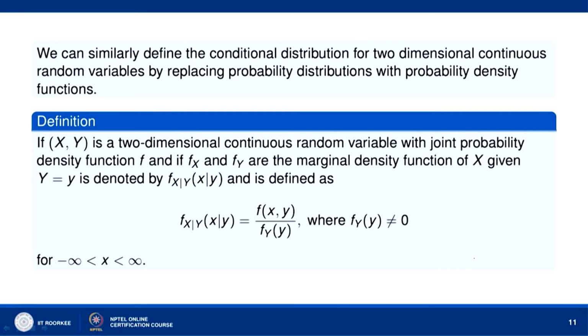Now, we can similarly define the conditional distribution for two dimensional continuous random variables by replacing probability distributions with probability density functions. So, if (X,Y) is a two dimensional continuous random variable with joint probability density function f, and if f_X and f_Y are the marginal density functions, then f(x|y) is defined as f(x,y) over f_Y(y), where f_Y(y) is not equal to 0 and x belongs to the interval minus infinity to infinity.